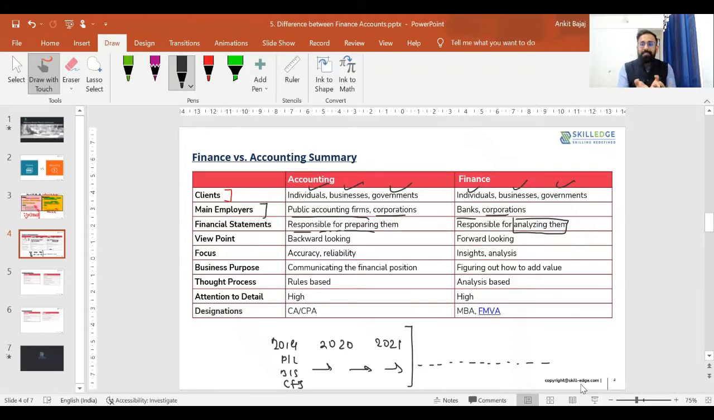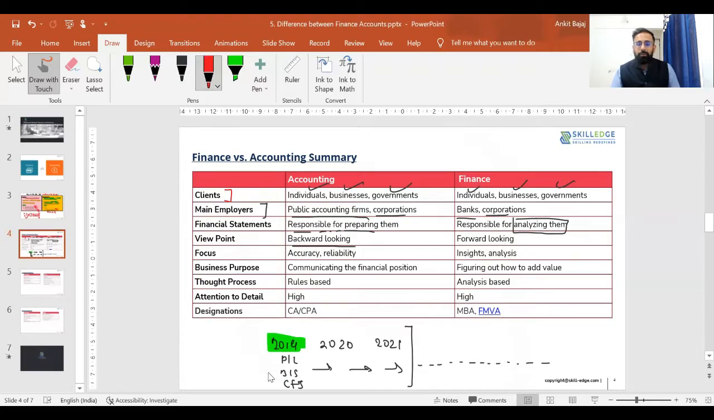So if you see, finance people basically do analysis of financial statements. Accountants prepare financial statements. Now if I talk about backward looking, when you prepare, being an accountant, let's suppose you have prepared the financial statement for the year 2019, right?